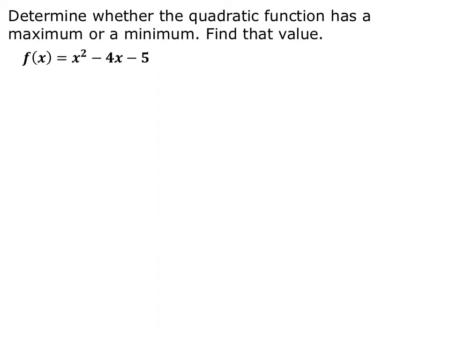In this one, we're given a function f of x equals x squared minus 4x minus 5, and we want to figure out if it has a maximum or minimum and what that value is. When it's asking you to find the value, it's asking you to find the maximum value or the minimum value, which is the y-coordinate. So when you're asked to find a max or a min, you answer with just the y-coordinate. Using the information from the first slide, go ahead and pause the video and answer this question.